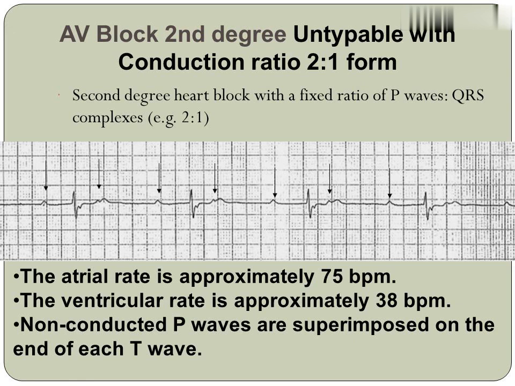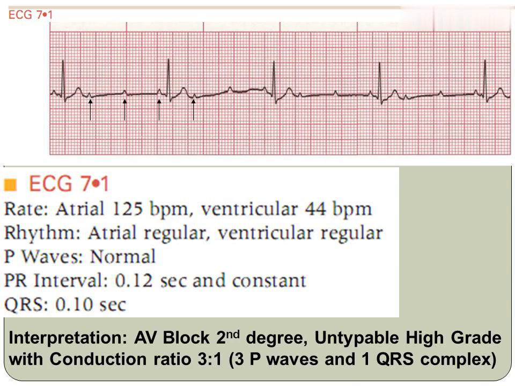The atrial rate is approximately 75 bpm. The ventricular rate is approximately 38 bpm. Non-conducted P waves are superimposed on the end of each T wave. Interpretation: AV block 2nd degree, untypable, high grade, with conduction ratio 3-to-1, 3 P waves to 1 QRS complex.